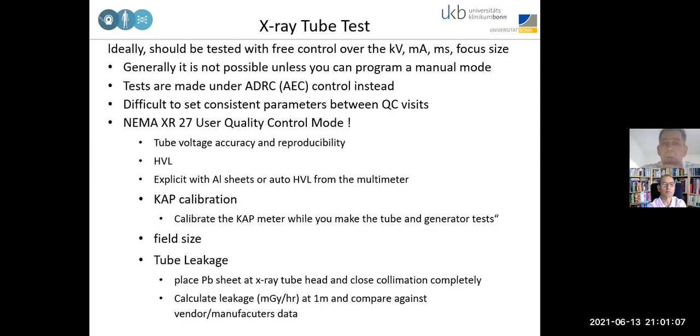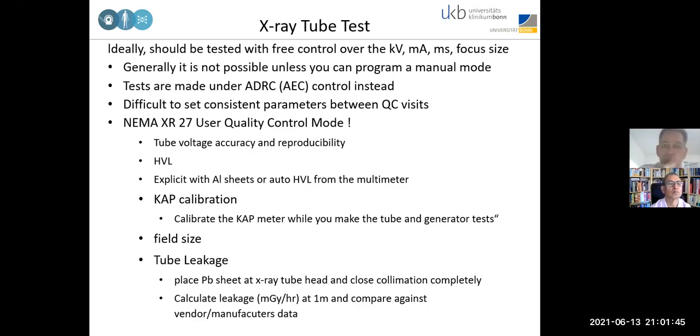So what are we testing with the X-ray tube then? Ideally, it should be tested free from control of the voltage, the current, time, and the focus size. This is not possible unless you put it into manual mode. If you have an AEC or an automatic control, then you will have a hard time to test those. So be sure that in the physics mode, or in the mode you are testing, you put everything into manual mode.